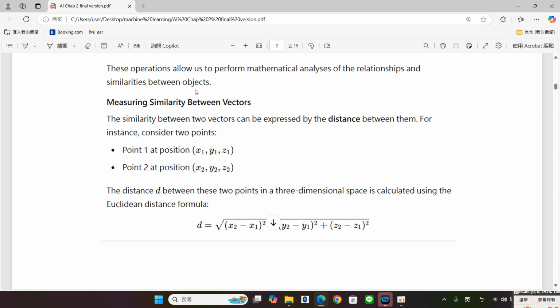Measuring similarity between vectors. The similarity between two vectors can be expressed by the distance between them. For instance, consider two points: point 1 at position (x1, y1, z1) and point 2 at position (x2, y2, z2). The distance d between these two points in three-dimensional space is calculated using the Euclidean distance formula: d equals the square root of (x2 minus x1) squared plus (y2 minus y1) squared plus (z2 minus z1) squared.